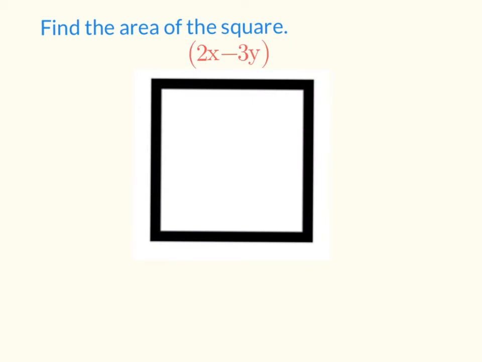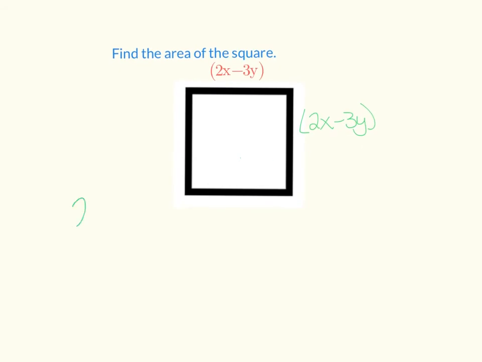Let's do another one. Now this is a square, so I have 2x minus 3y. Since it's a square, you also know that this is 2x minus 3y. So we're going to find the area. We have the base times the height. So again, you need to distribute. This 2x, you've got to multiply by both of those.